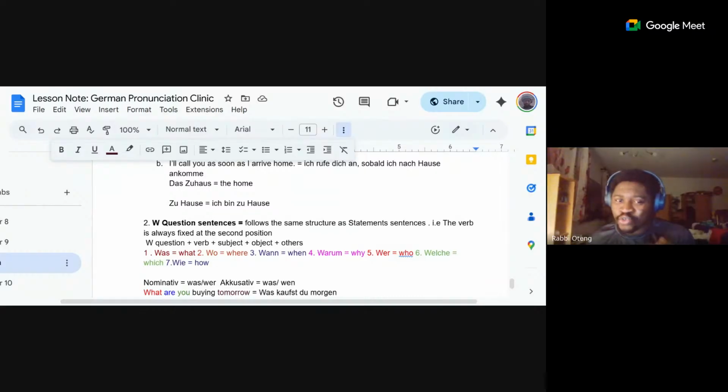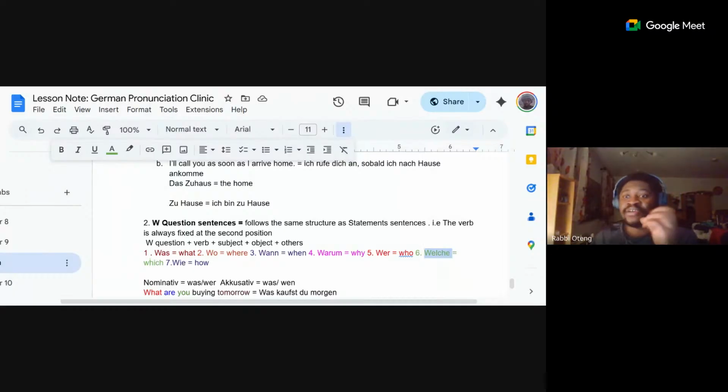Okay, so we say, what are you buying tomorrow? Who is doing the action? You are doing the action of buying, but you are buying what? So the what here, the thing I am buying, is the accusative. It's the W question words, the ones that undergo declension when used in the cases. I don't know if I'm making sense.